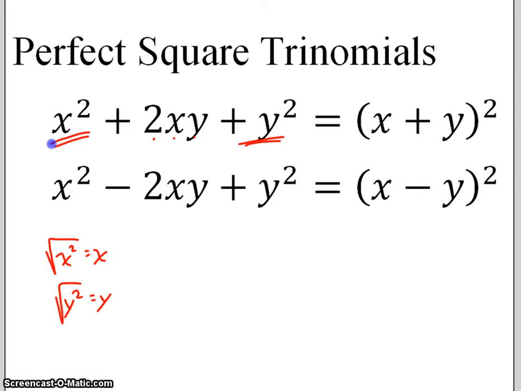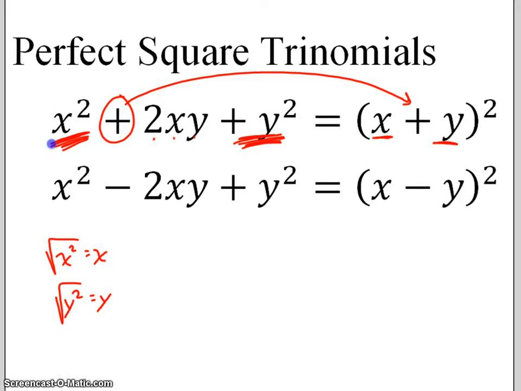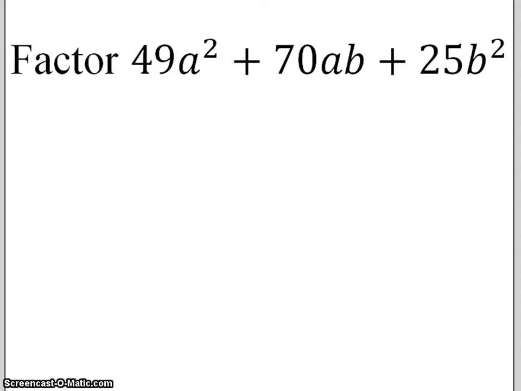Now the x and the y inside the parentheses are the square roots of these terms. And then this sign, if you just want to learn a trick that goes with this, determines the sign in the middle term here. Okay, now the same way, x squared minus 2xy plus y squared factors to x minus y quantity squared. Okay, let's look at an example here. You just want to double check to make sure it is a perfect square trinomial.